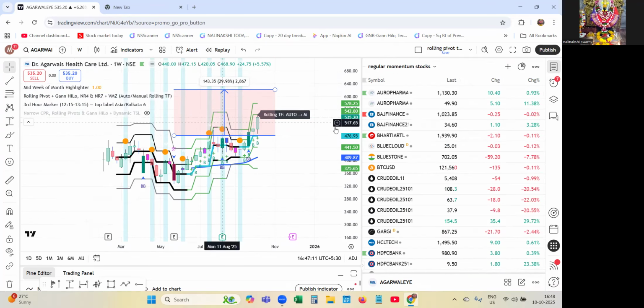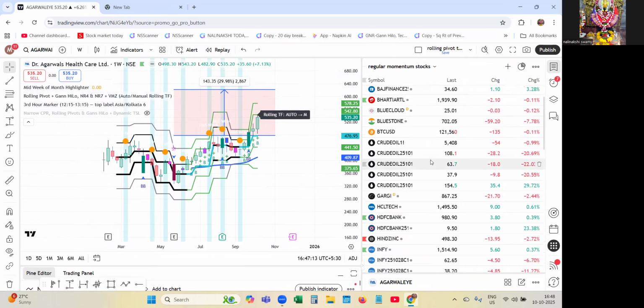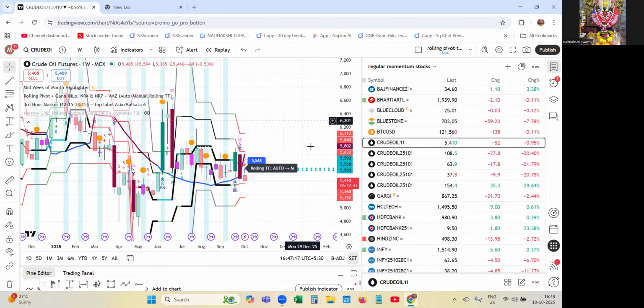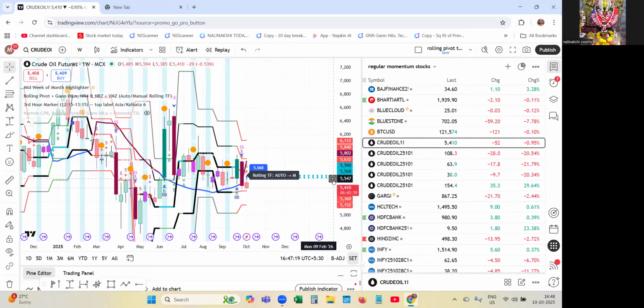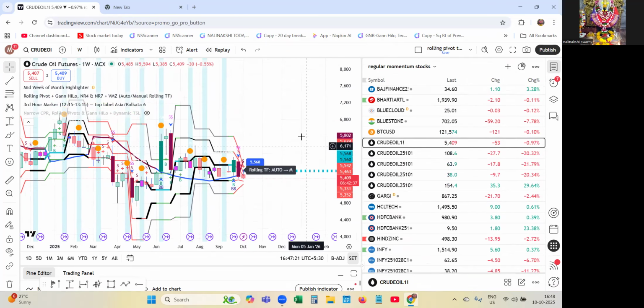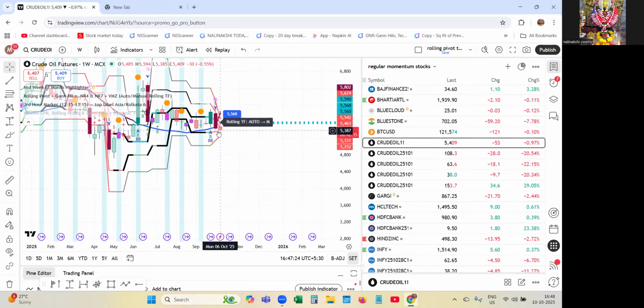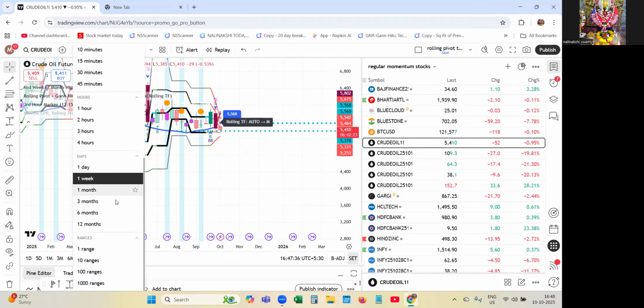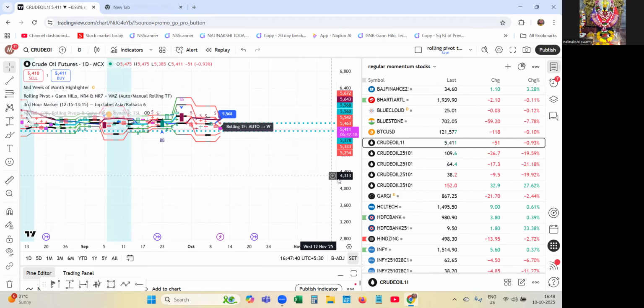We'll start from the weekly itself. So suppose you want to trade in crude oil. Crude oil on weekly is below. It is weak, so you need to be in a short trade in this. Let me go to the daily.